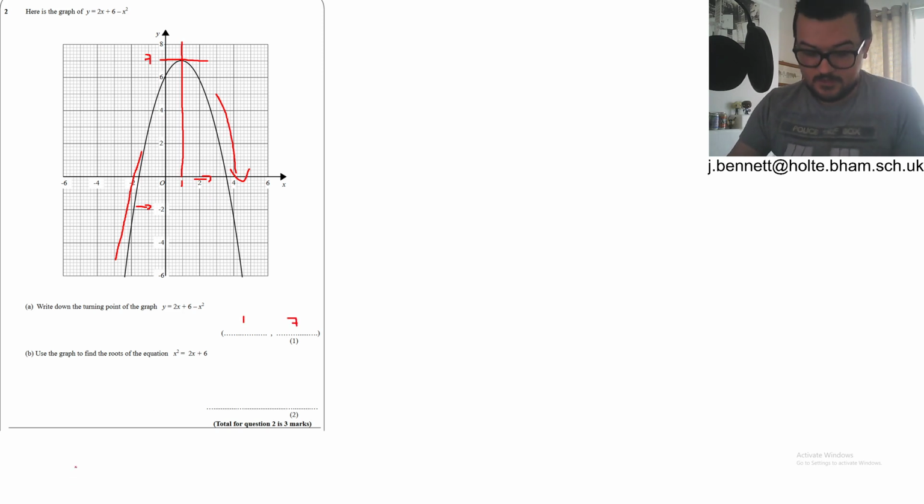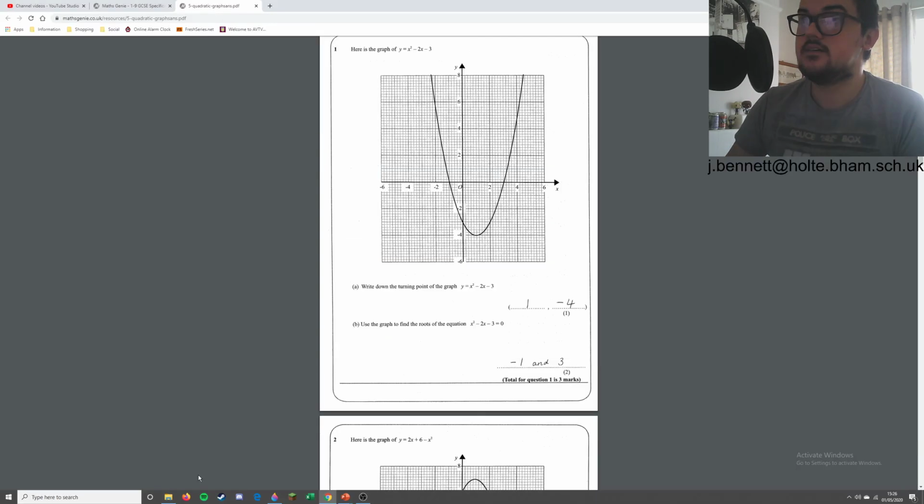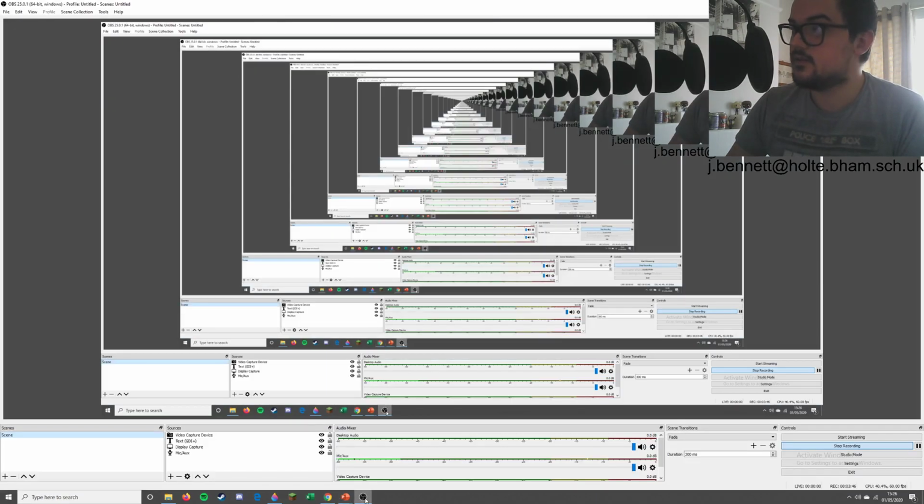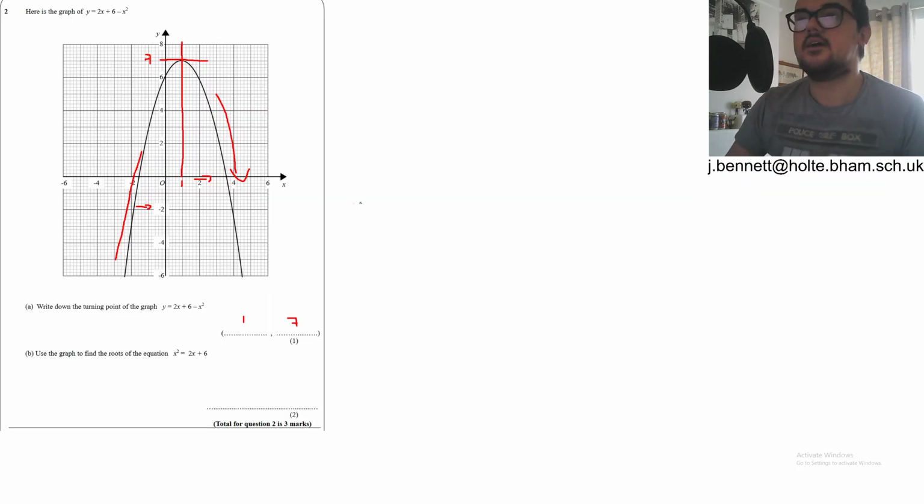Find the roots, and I'm just going to make sure this is recording. It is recording, what a dream. Okay, so if I just get rid of all this gubbins.